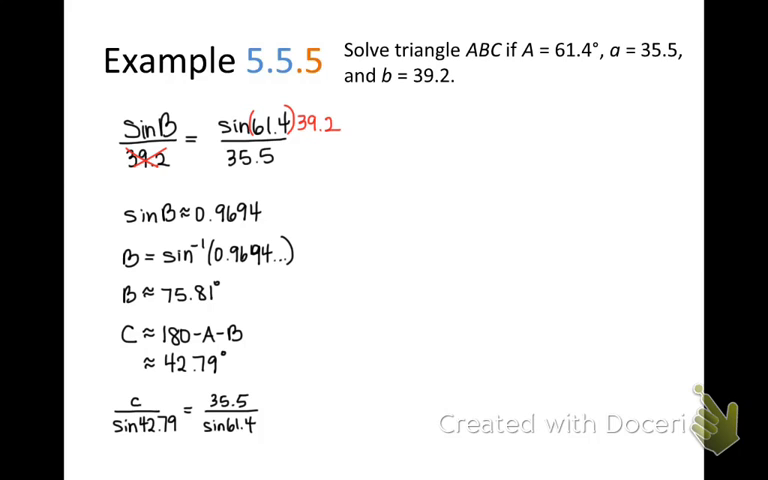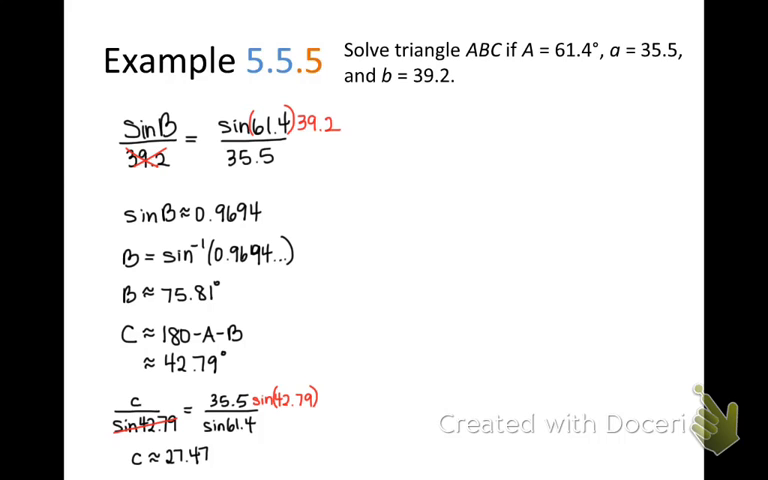To solve this, we just need to multiply up by the sine of 42.79. Again, always watching your parentheses. They're going to open parentheses on you here. You're going to want to close them. All right, so we get c is about 27.47. So have I solved for the whole triangle? Do I have all the angles, all the sides?